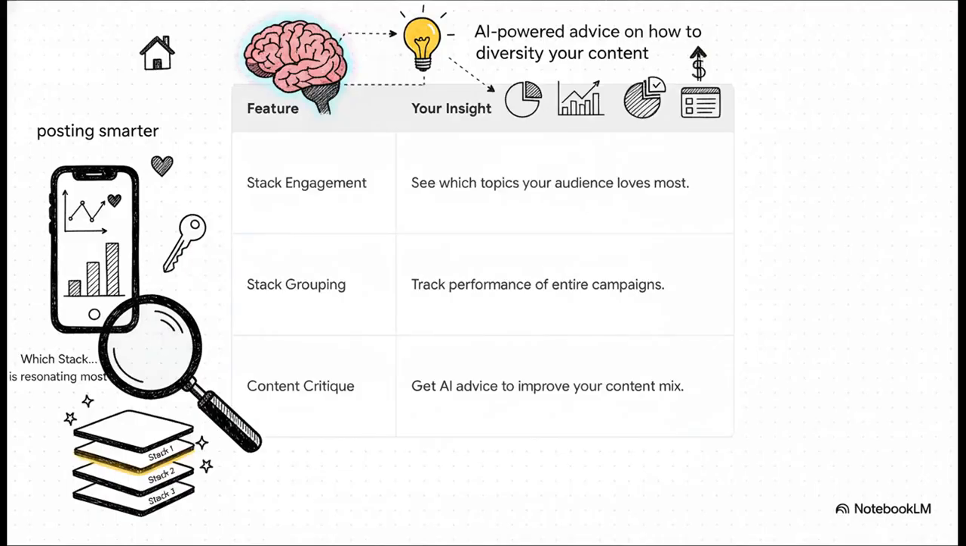But here's where it gets really smart. It's not just about pumping out more content, it's about being smarter with what you post. The analytics give you actual insights. So instead of just seeing how many likes a single post got, you can see which whole topic, which stack, is getting the most love from your audience. It'll even use AI to give you advice on how to make your content even better.